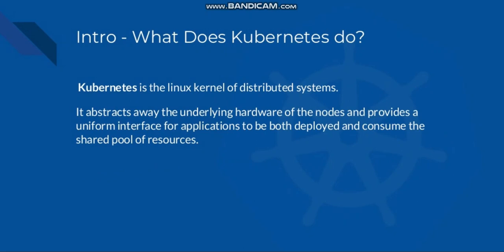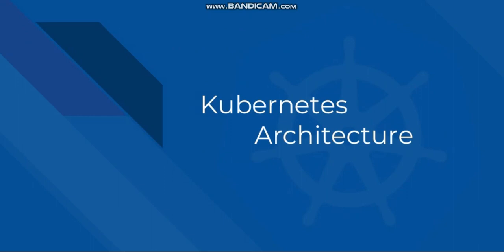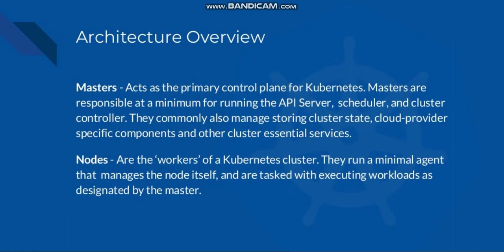What does Kubernetes do? Kubernetes is a Linux kernel of distributed systems. It abstracts away the underlying hardware of the nodes and provides a uniform interface for applications to be both deployed and consume the shared pool of resources. So we'll see the Kubernetes architecture.